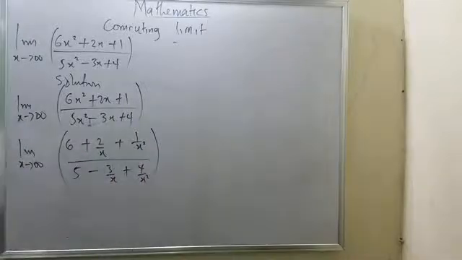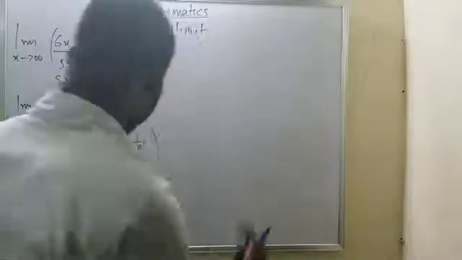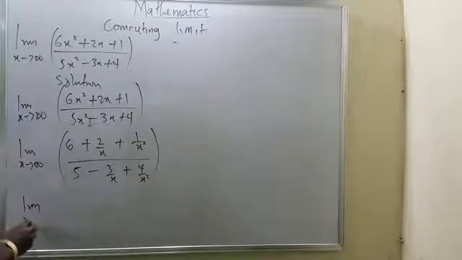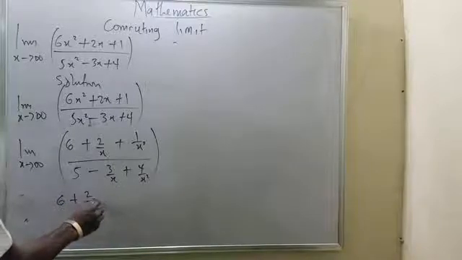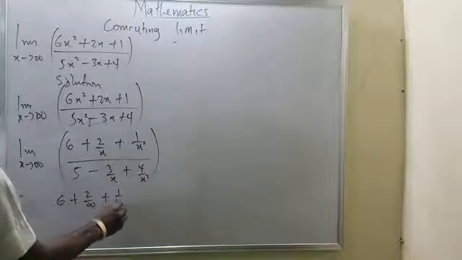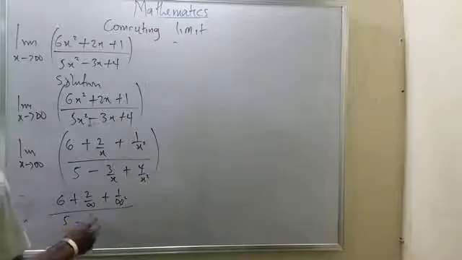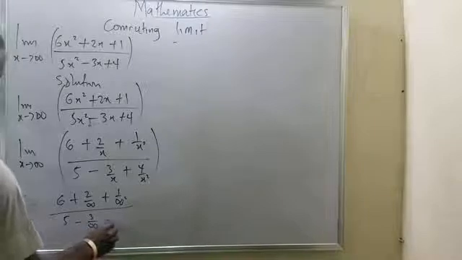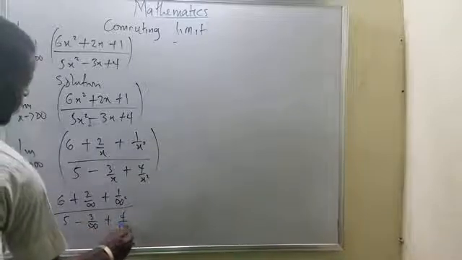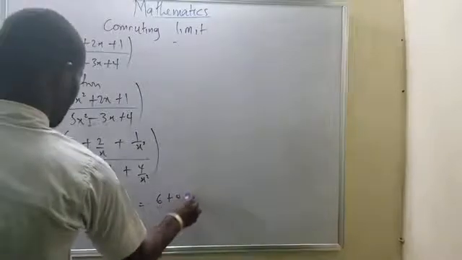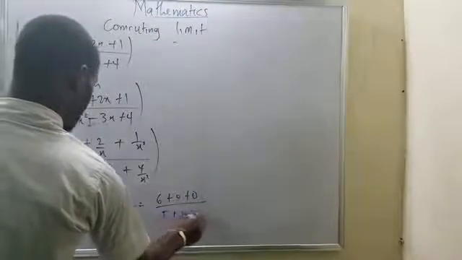Now, what am I trying to do? I divided all through by x squared just to bring something good out. Now at this point, it will be 6 plus 2 all over infinity plus 1 all over infinity squared, divided by 5 minus 3 all over infinity plus 4 all over infinity squared, which is also 6 plus 0 plus 0 divided by 5 minus 0 plus 0.